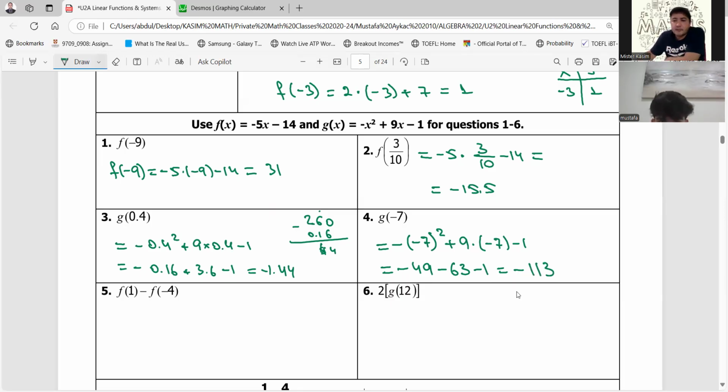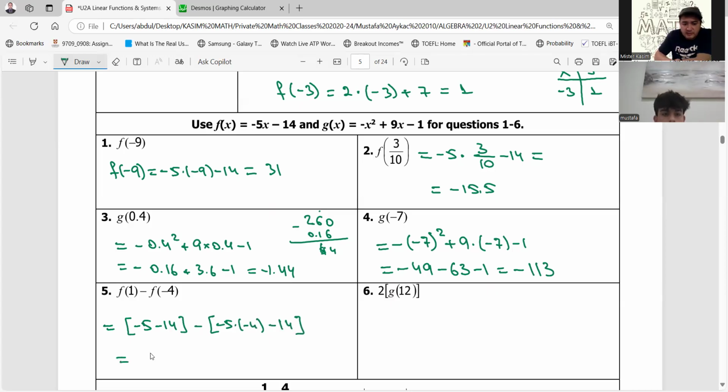Okay? All right. Now, how about this: f of 1 minus f of negative 4, right? So write the first one, f of 1, in brackets. So that is negative 5 times 1 minus 14. Minus now f of negative 4. Write in brackets negative 4. So negative 5 times negative 4 and minus 14, right?